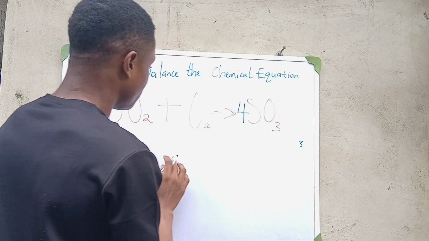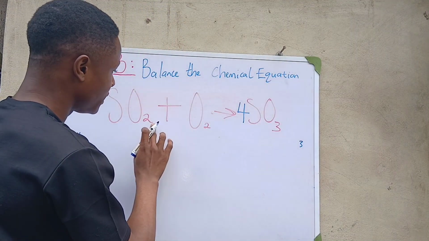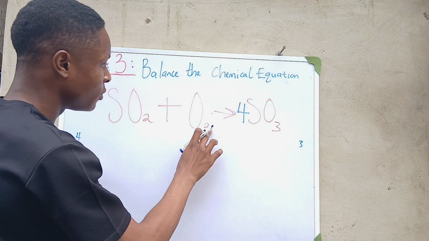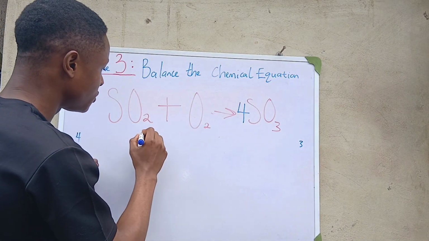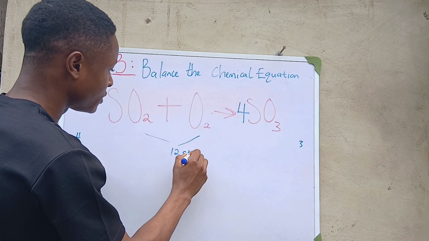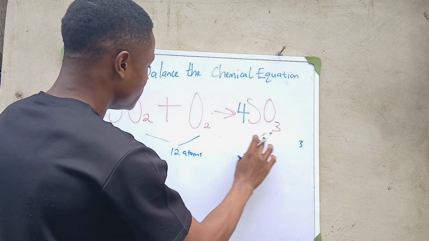So put 4 here. Now we have 12 atoms here, but we want our oxygen here to also be 12. We want oxygen here to give us 12 atoms to make it equal to this.